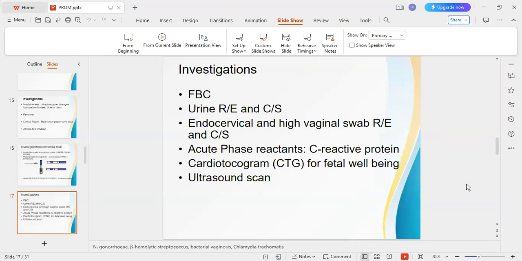So in a patient who previously had a normal amniotic fluid index or normal maximum vertical pocket, who now comes and you do an ultrasound and it is below the normal, you can suspect PROM, especially with the history and the examination findings that you would have already found.